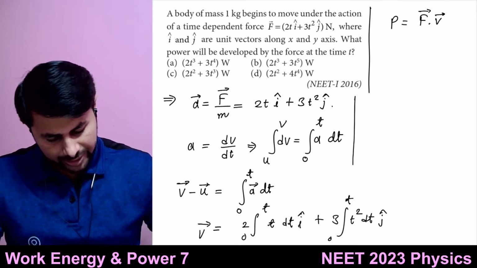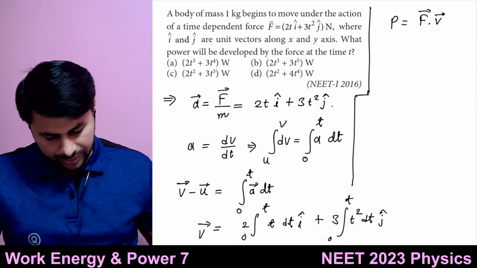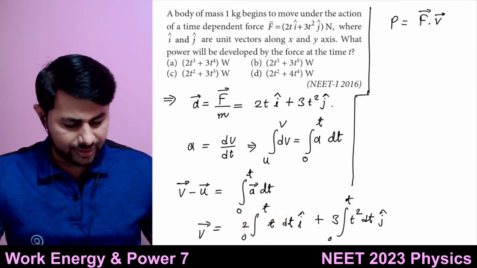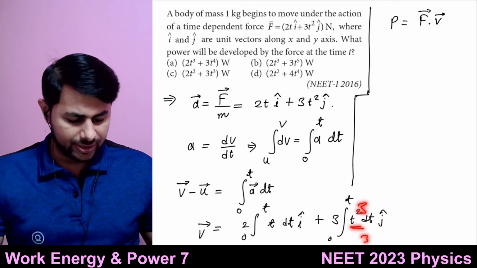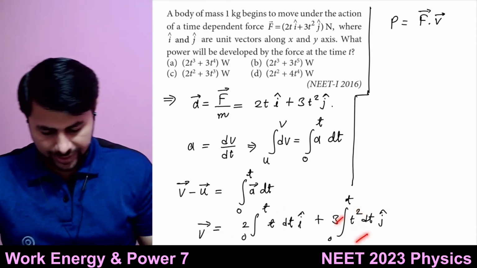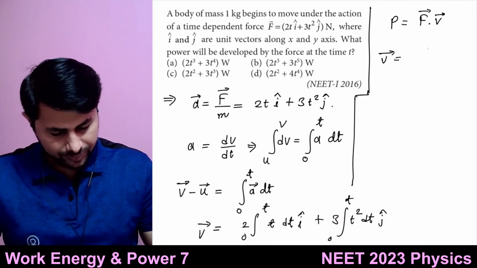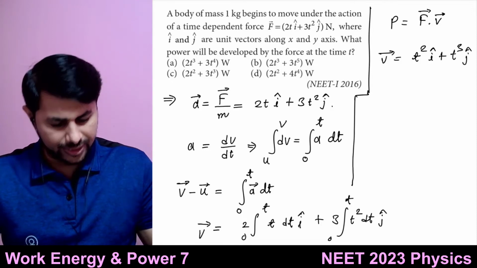What will be the integral? This is t square upon 2, and this 2 gets cancelled. This is t cube upon 3. The integral of this is t cube upon 3, and 3 and 3 get cancelled. So what do you get? v bar equals t square into i cap plus t cube into j cap.